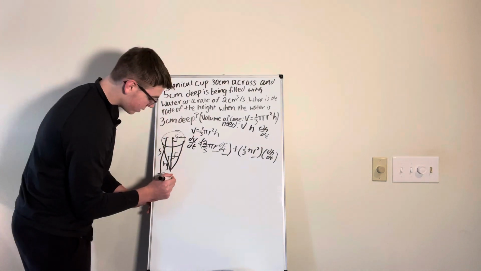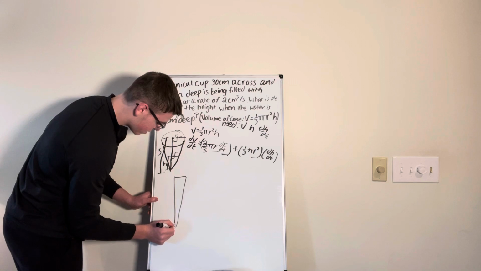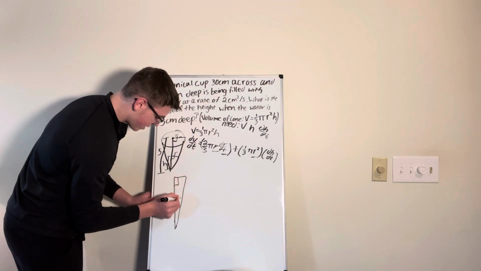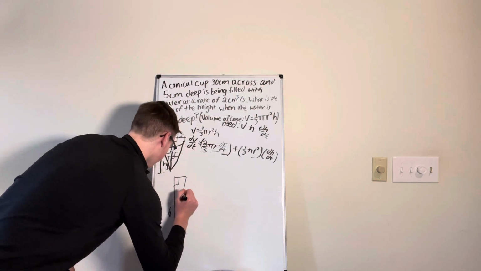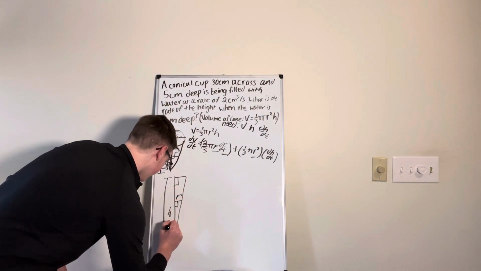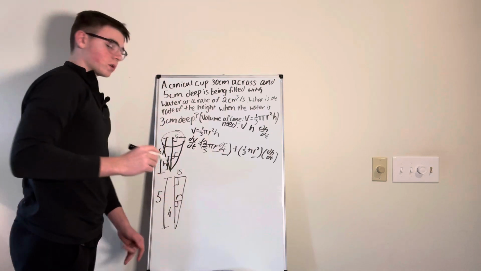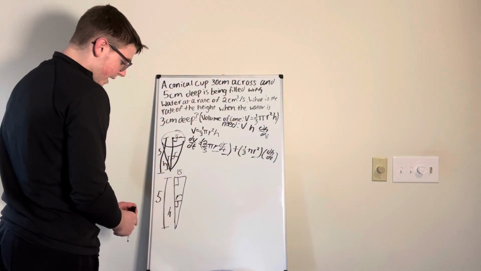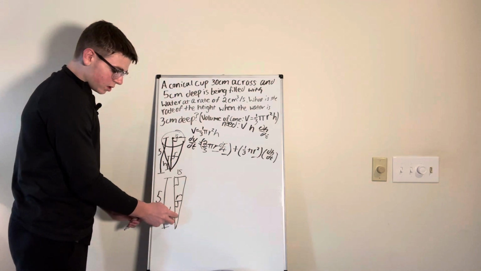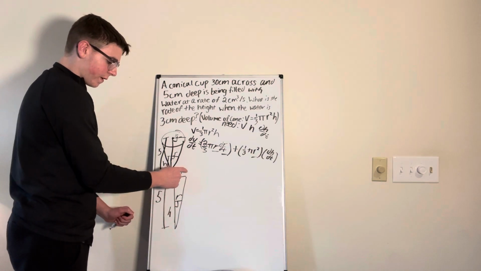So if we pull these triangles out, we're going to have this. Oh, that does not look good. H, R, this whole thing is 5, and then this is 15. There's a lot of ways you can use similar triangles here, but I'm going to say H is to R as 5 is to 15.